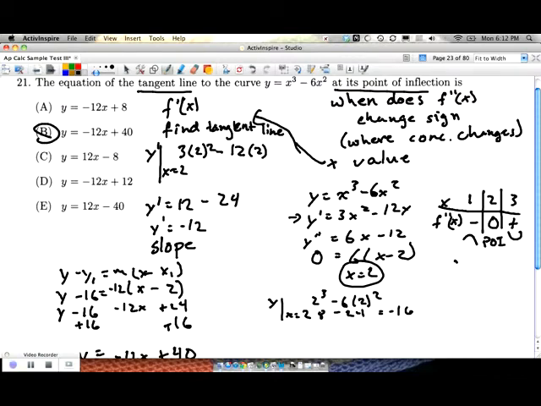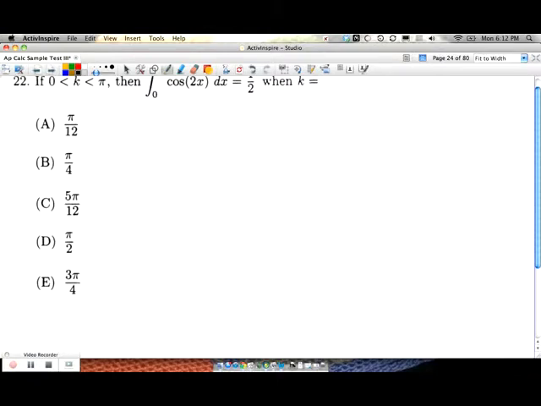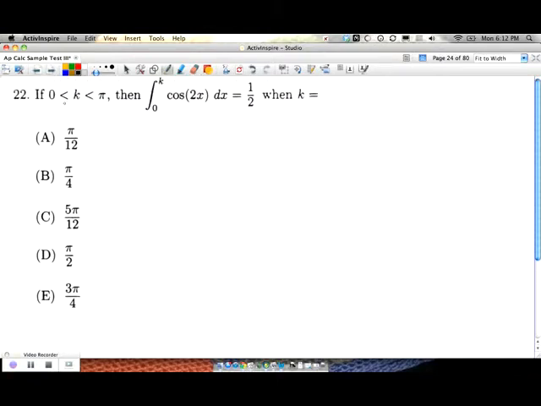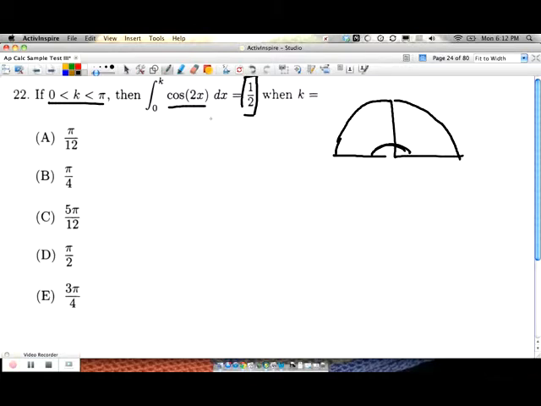Let's go to number 22. So we're saying that k is between 0 and pi. That's the first statement here. Then it's saying that the integral from 0 to k of cosine of 2x is equal to 1/2. So in other words, k is some angle on the top of the unit circle, somewhere up here. And it's asking us to take the antiderivative of cosine of 2x and then set it equal to 1/2, and we're going to evaluate it from 0 to k. Well, let's go ahead and do that.